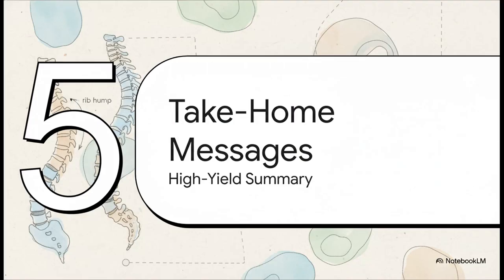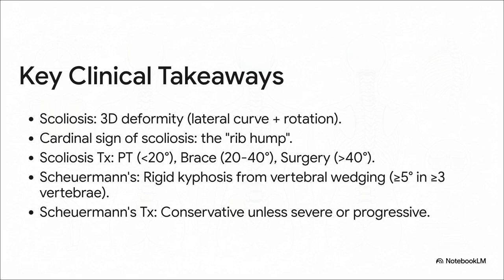Okay, we've covered a lot of ground, so let's boil it all down. What are the absolute, high-yield, must-know points you need to walk away with? All right, here are your 5 big takeaways. 1. Scoliosis is 3D. It's got that lateral curve plus rotation. 2. The rib hump is your go-to clinical sign for it. 3. Managing scoliosis is all about the numbers, specifically the Cobb angle.